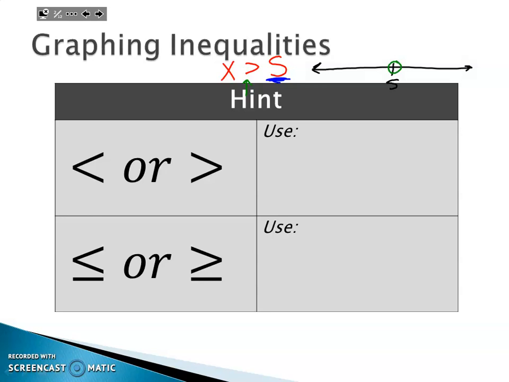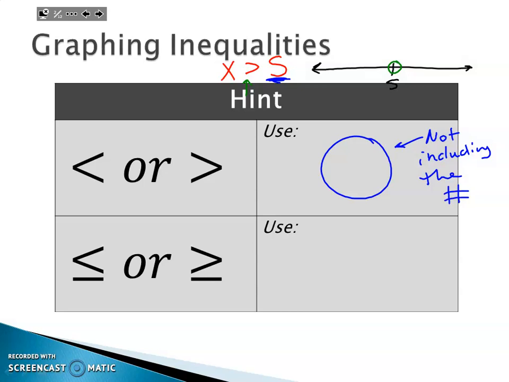So the only thing you need to get from this first slide is if we have a less than or a greater than sign, we want to have an open circle. And we want to have an open circle because we are not including that number.